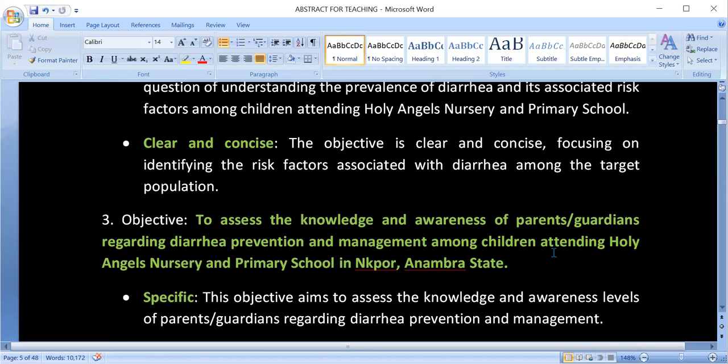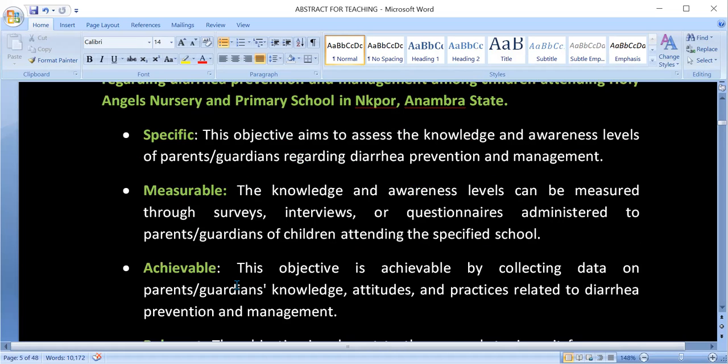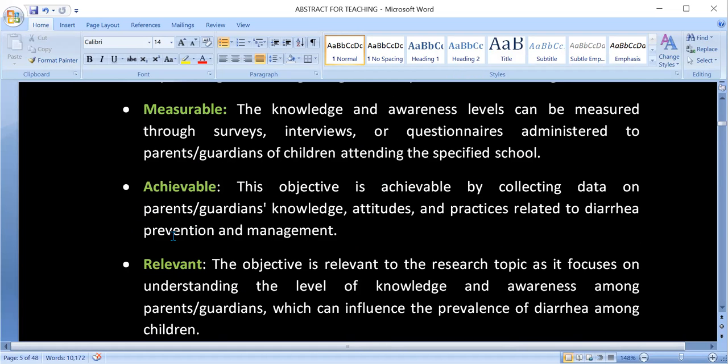So, attending Holy Angel Nursery and Primary School makes it specific. Then, to assess knowledge makes it measurable. We can carry out the knowledge level of this. We can measure it through surveys and interviews. So that makes it measurable. It's achievable since we can measure it.